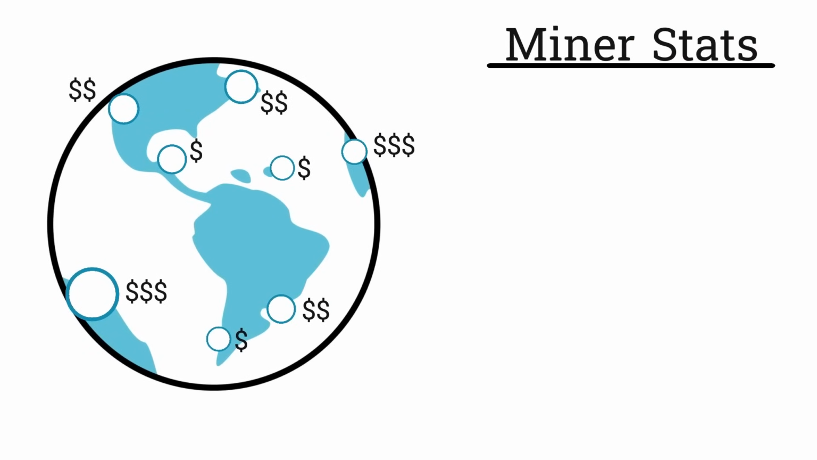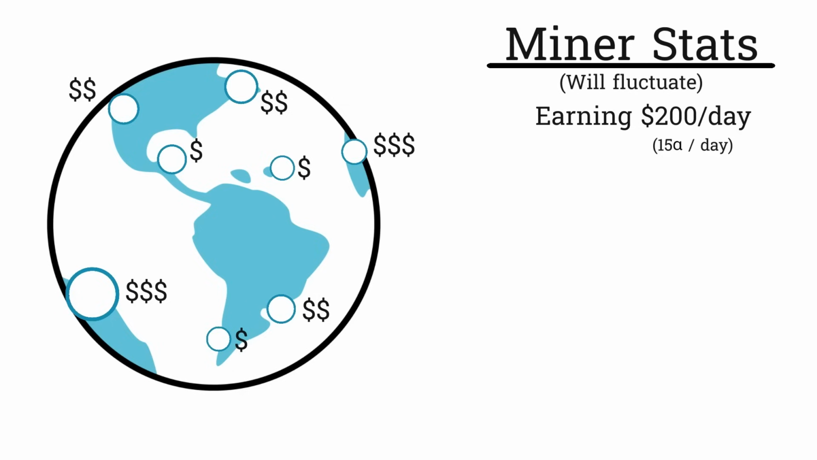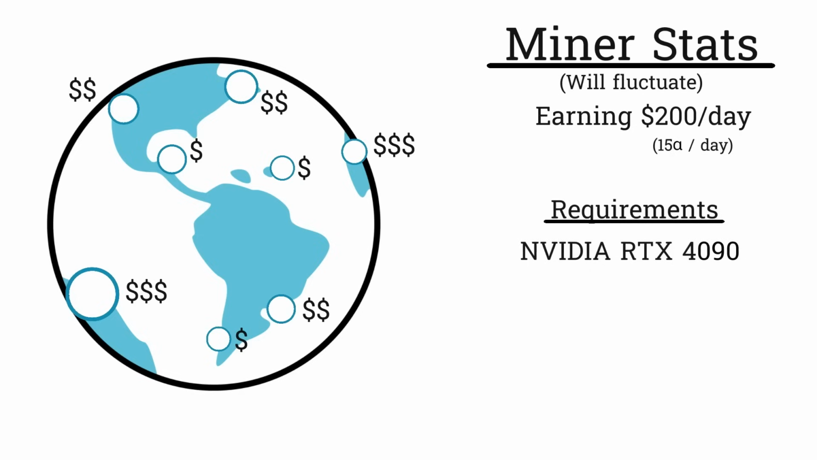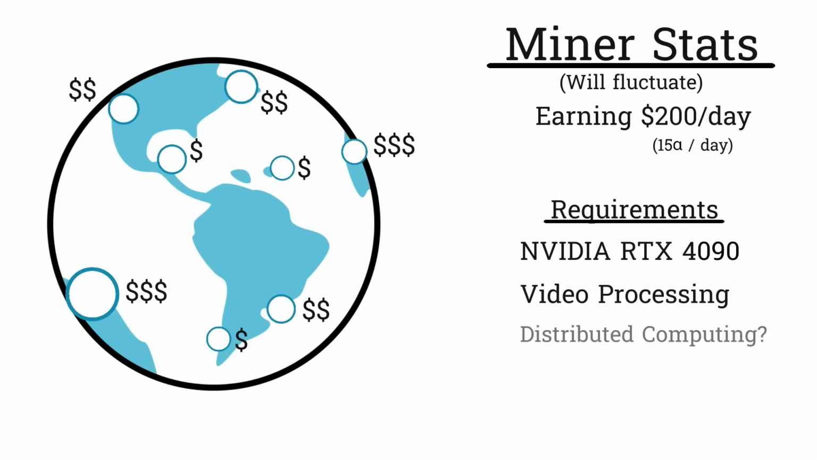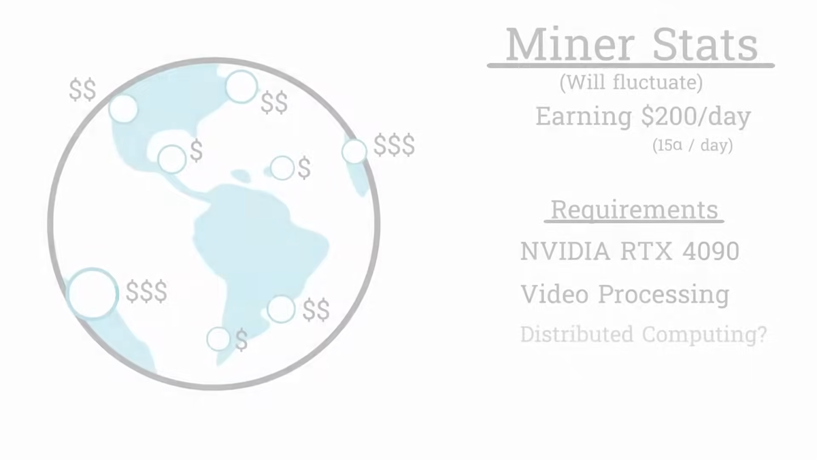At the time of this recording, top miners on the subnet are making approximately $200 per day from emissions, or 15 subnet 85 alpha. Of course, this will fluctuate. Currently, miners are recommended to have an RTX 4090 or better, and they will need to develop expertise in video processing. I could imagine more skills will start to be required as the subnet matures and starts to process more than just upscaling. Vidaio has a very ambitious roadmap.